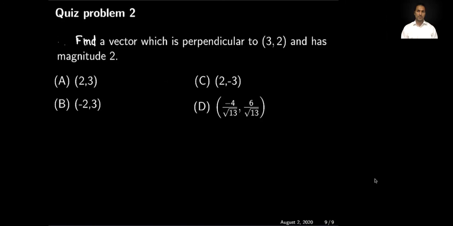Here I have the second quiz problem. Find a vector which is perpendicular to 3 comma 2 and has magnitude 2. Pause the video for 1 or 2 minutes and work on this problem.